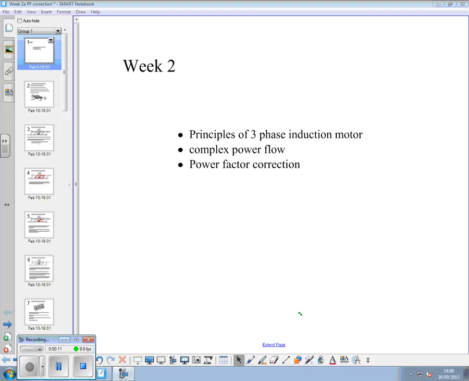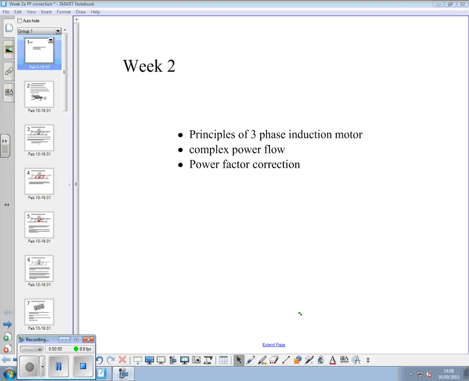What we're going to do this week, 3 general areas. First of all, we're going to have a look at the principles of a 3-phase induction motor. Next week, we'll turn that into speed, one method of speed control of that motor. And the presentation analysis is along the lines of what you need to do for the first assignment, which I'll be issuing next week. Then after that, we're going to have a look at power flow in terms of complex power flow. So it's building on what we did last week.